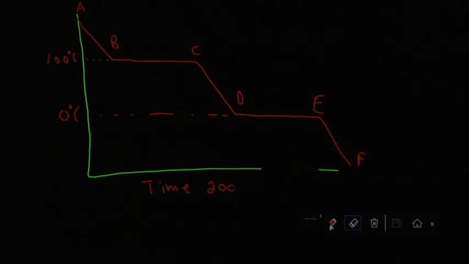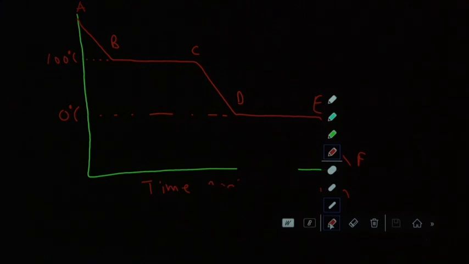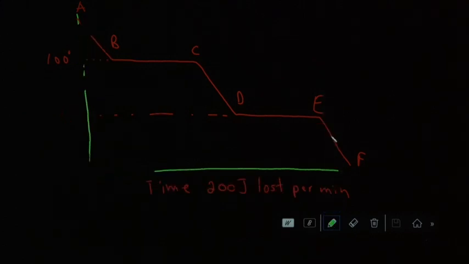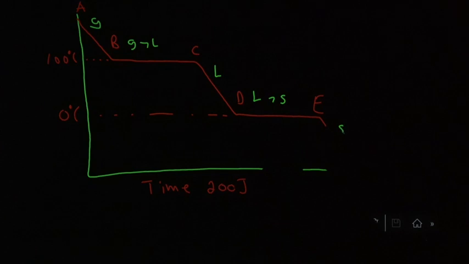Let's go like this, 200 joules lost per minute. Okay, I'm not going to put the time down. You get the idea. But the 100 degrees on the way down, it's going to look like this. This is gas. This is gas to liquid. This is all liquid. This is liquid to solid. And this is all solid.